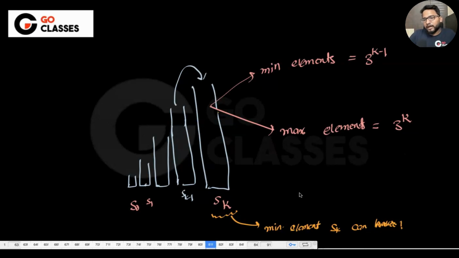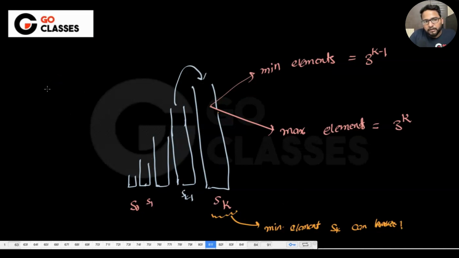So, now let's just talk about this n. Now can we talk about the relationship between n and k? See, n is the total number of elements, right? If all of them have the minimum, okay, all of them have the minimum, then this one has one, and this one, I think, has 3 power k minus 1, something like that, right? So all of them will have the minimum.